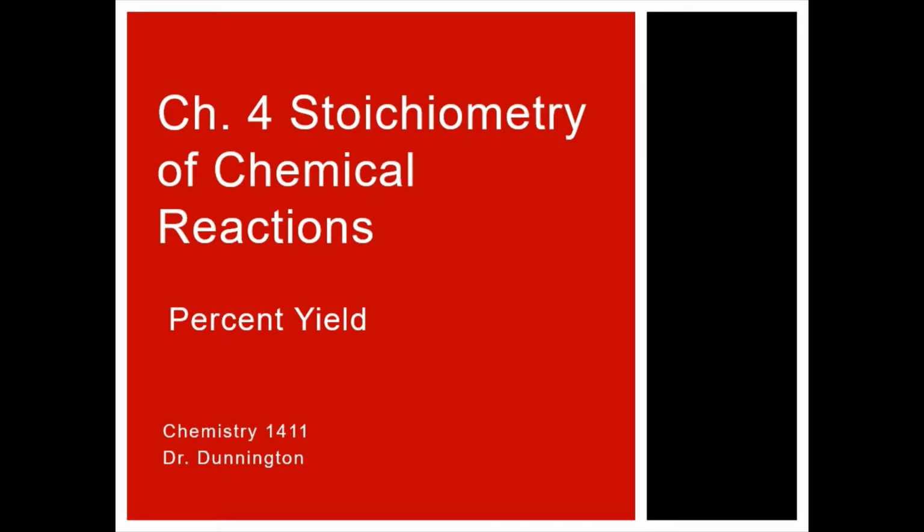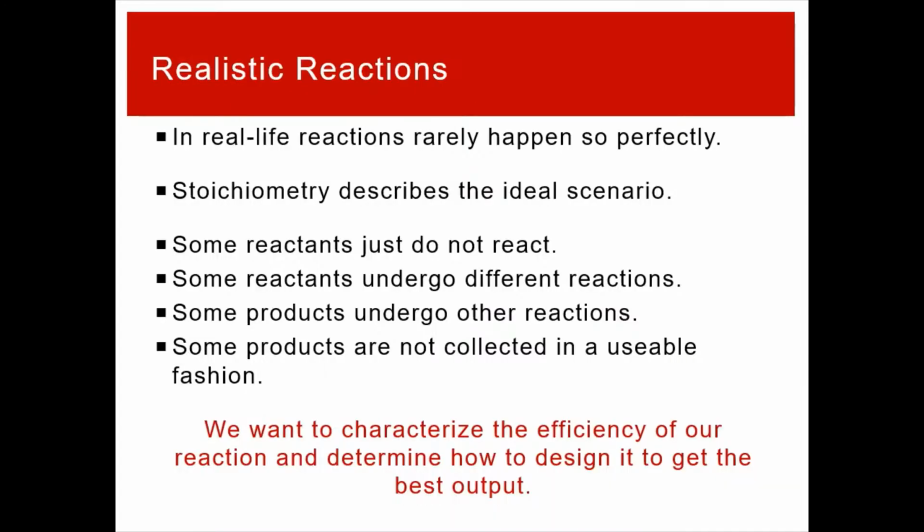Continuing on, we want to start talking about percent yield. So everything we've talked about so far has been in basically an ideal setting. These stoichiometry calculations are giving you the numbers that would correspond to perfect reactions. In real life, things never go perfectly.